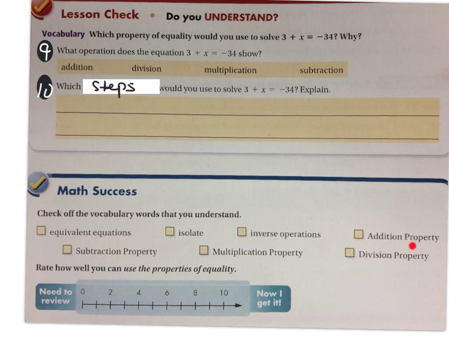Addition property is adding the opposite. And check off how well you can use the properties of equality. How well do you understand what went on? Now take a look at these tomorrow.